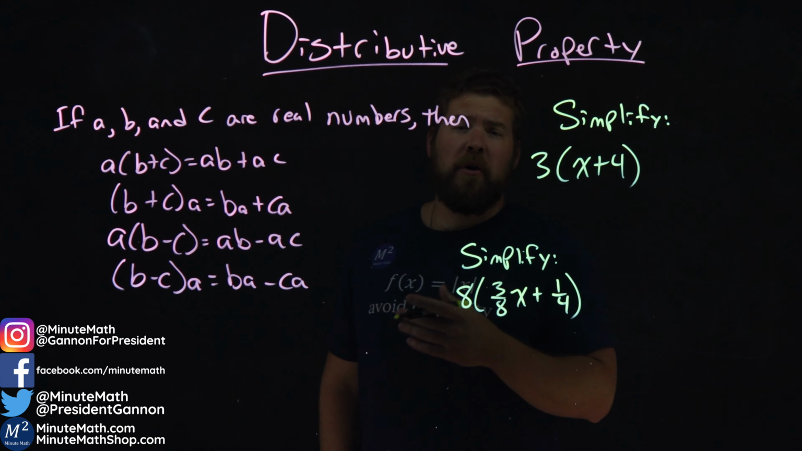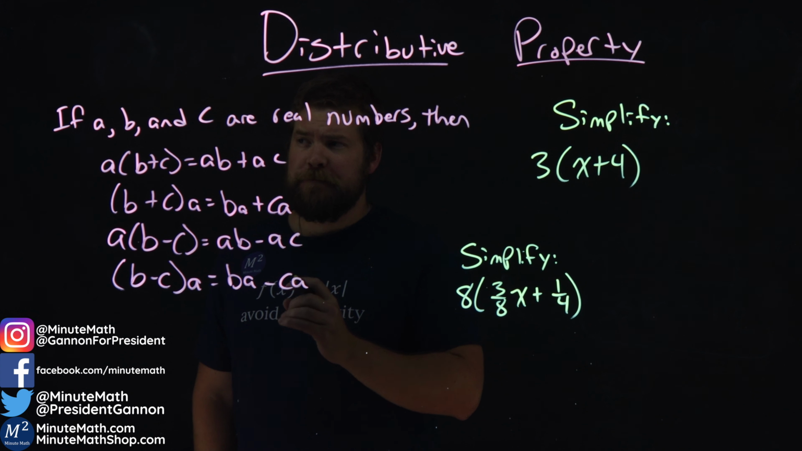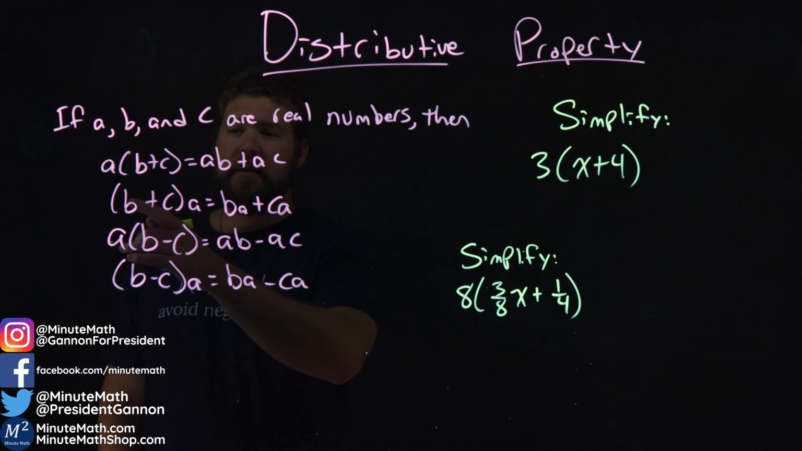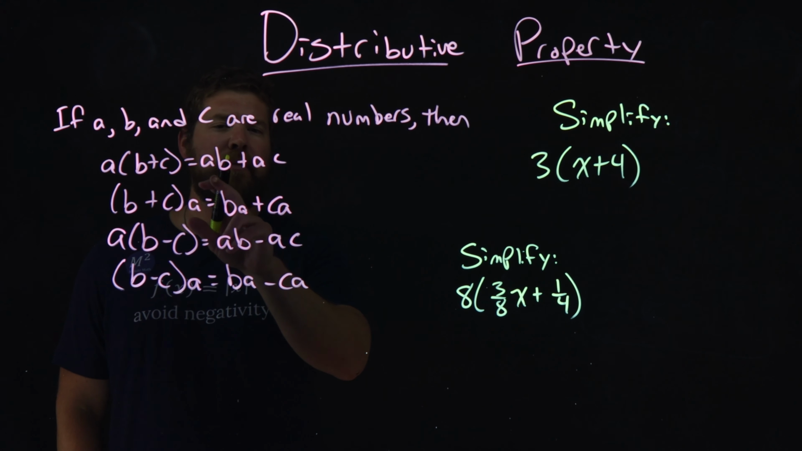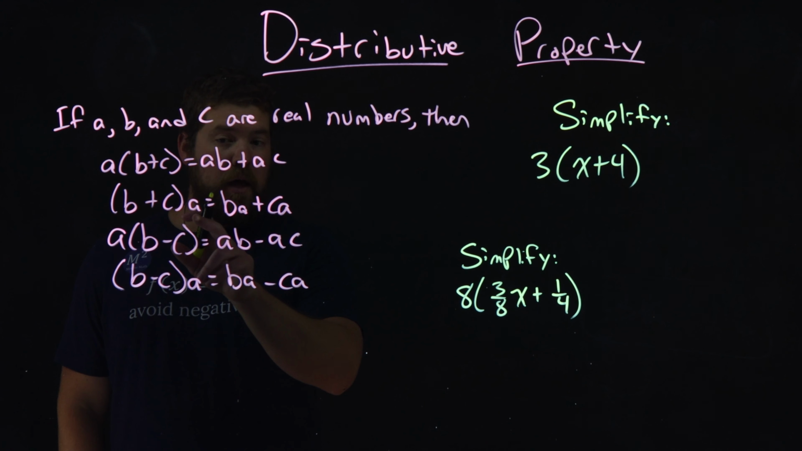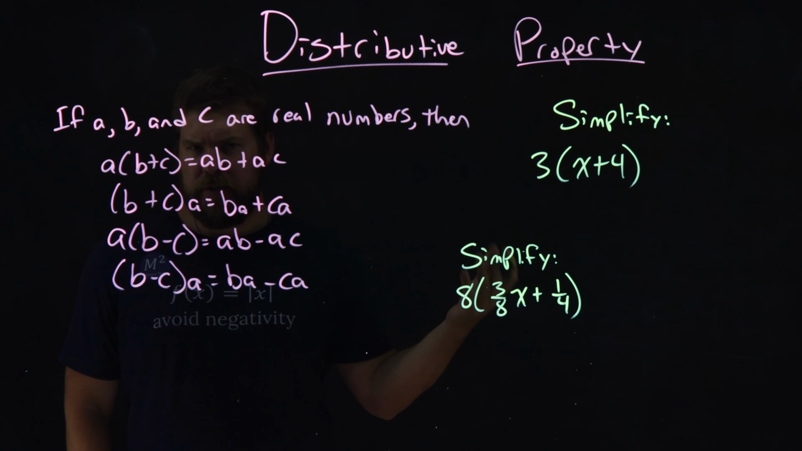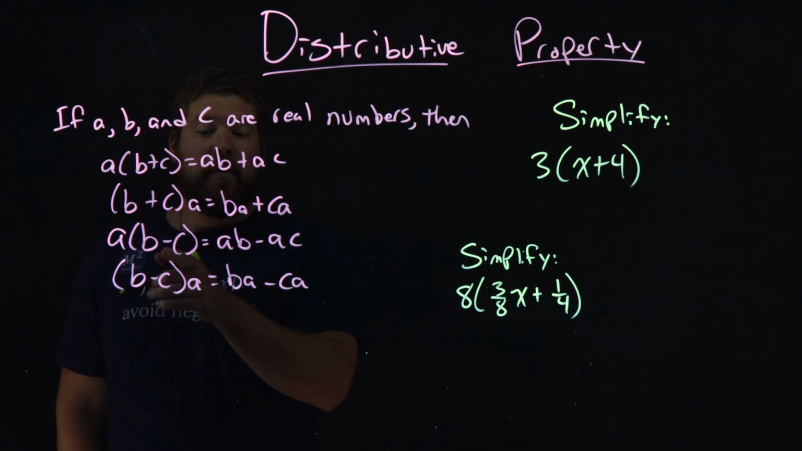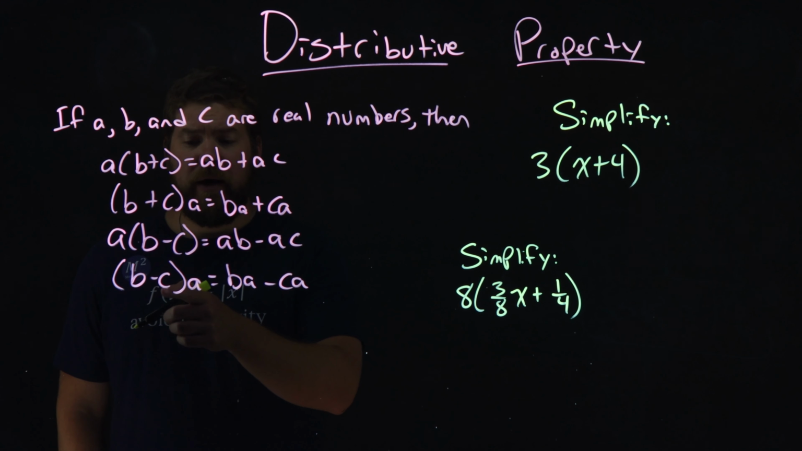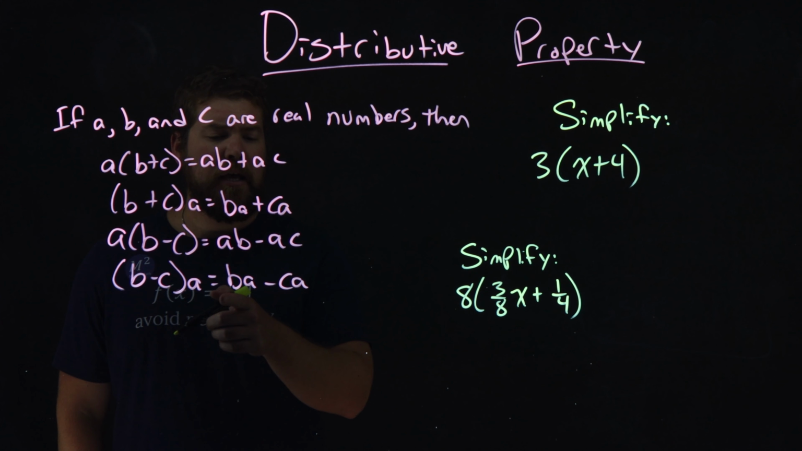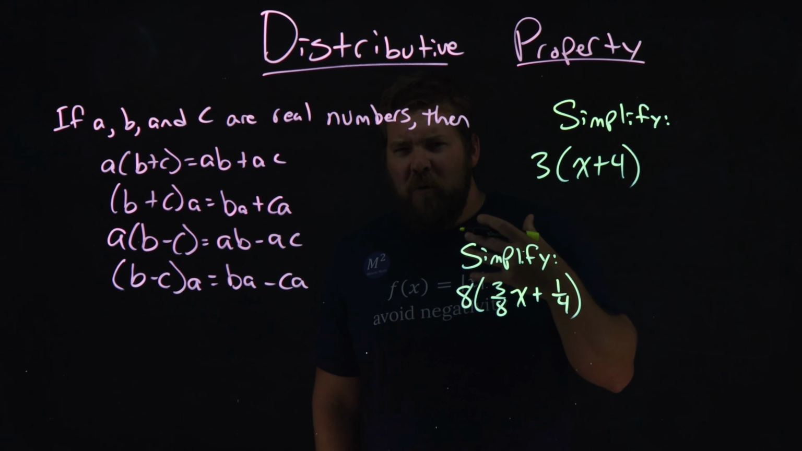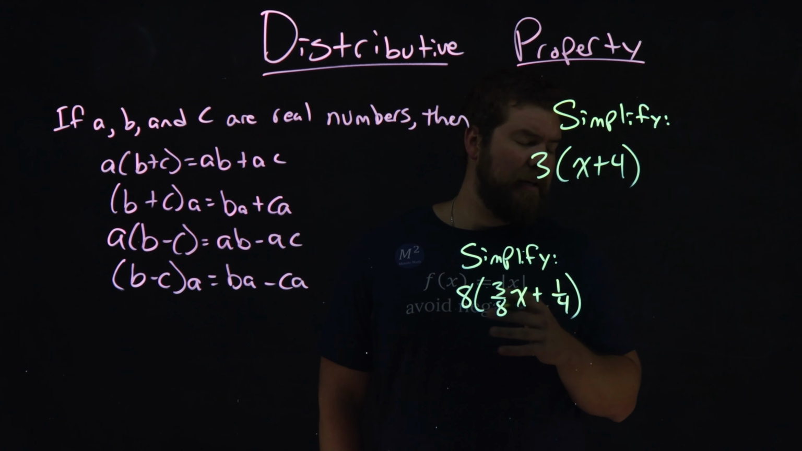You may have seen this before, but the distributive property is as follows. If a, b, and c are real numbers, then a times (b plus c) is equal to ab plus ac. (b plus c) times a is equal to ba plus ca. a times (b minus c) is equal to ab minus ac. And lastly, (b minus c) times a equals ba minus ca. You probably, hopefully get this down, but a lot of it's just distributing over.